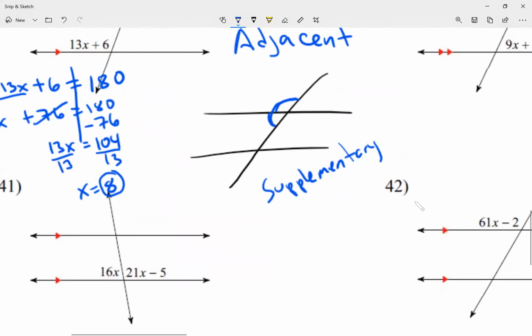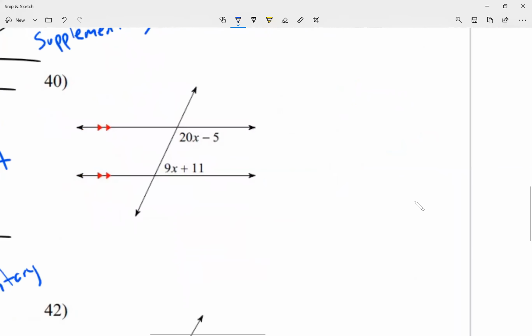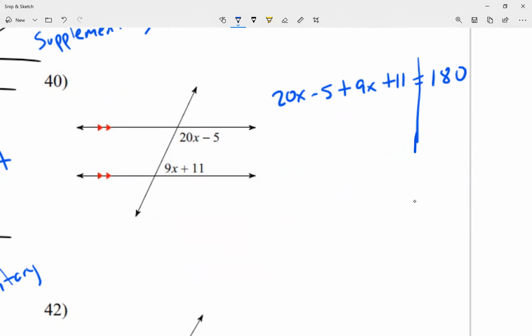All right, let's take a look at question number 40. This is an example of same side interior. So I'm just going to add everything: 20x minus 5 plus 9x plus 11, and this is equal to 180. Separate them at the equal sign.